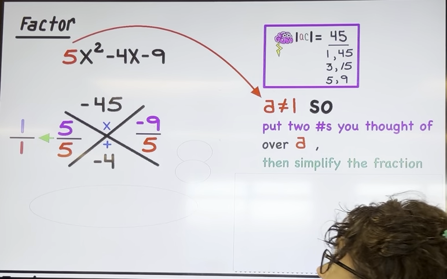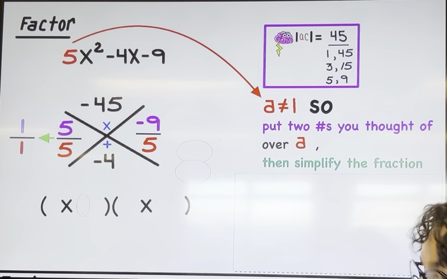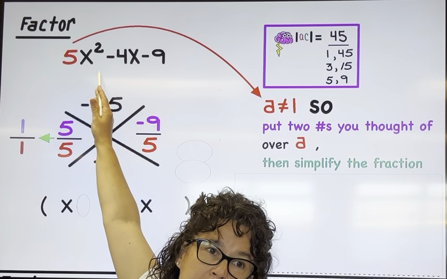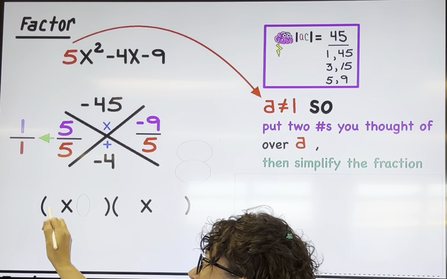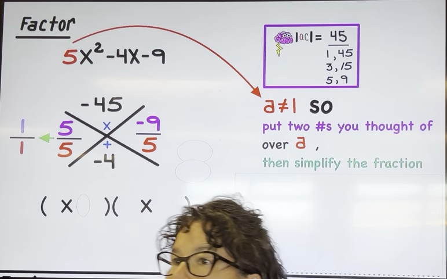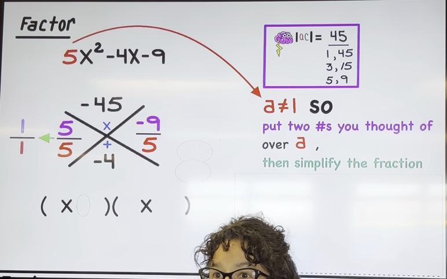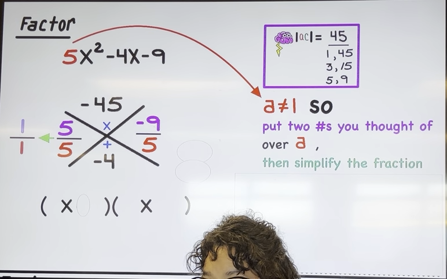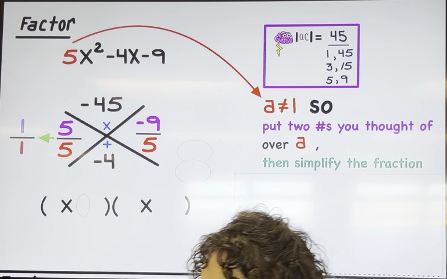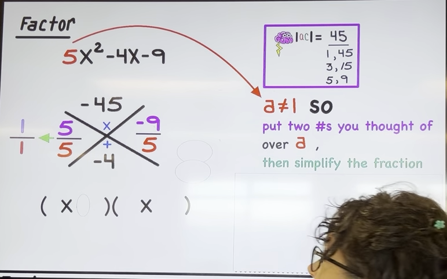We now have everything we need to write our factored form here. So I'm going to have x times x to get me back to x to the second. The question now is just what number goes here and what number goes here. Bottom over top. Bottom first, top second. You're backing your way into this. Okay, so bottom goes first.